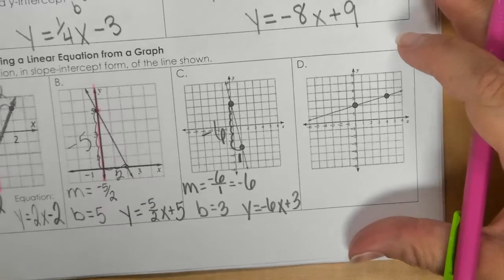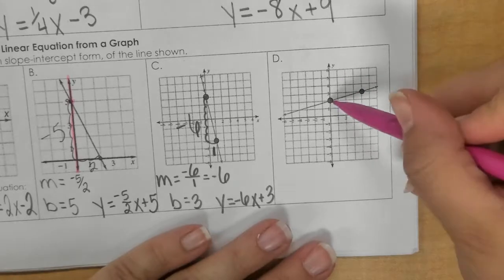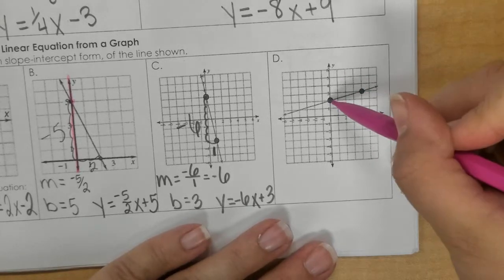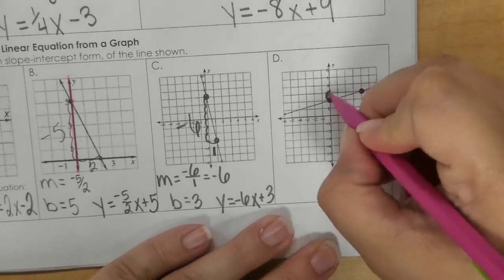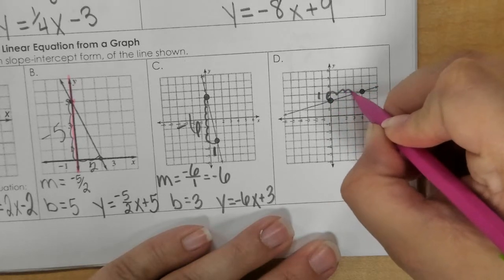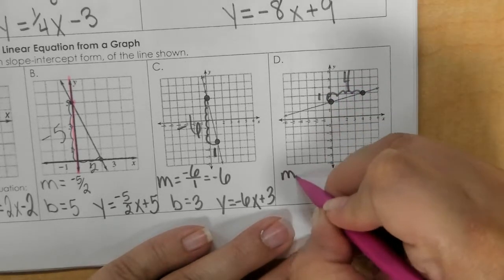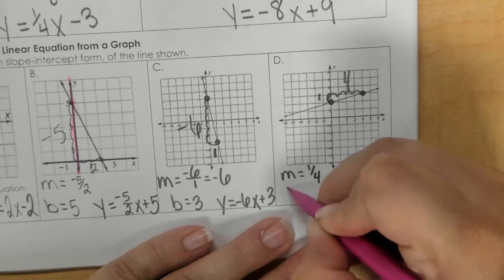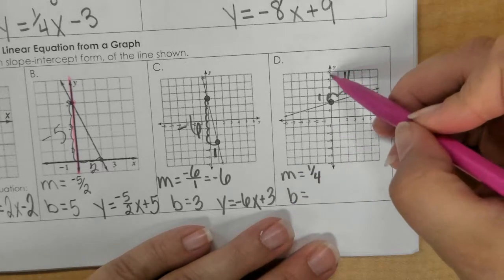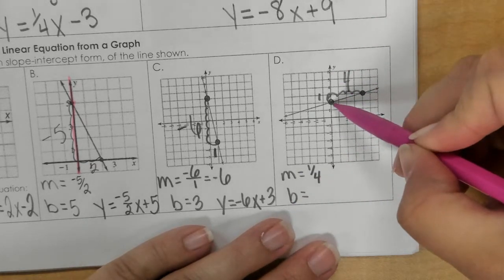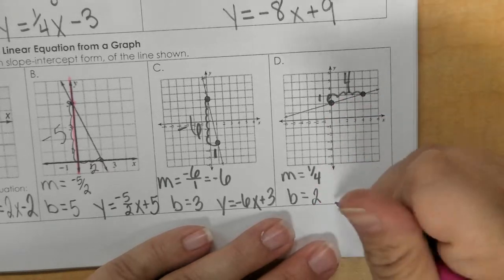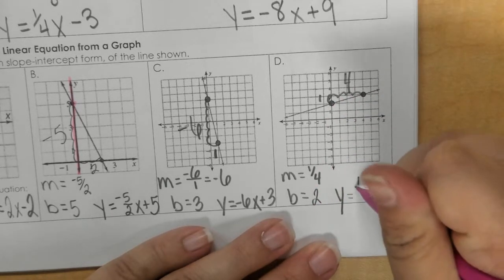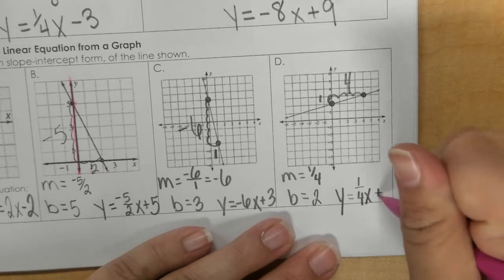Okay, and then lastly, letter D, from this point here to here, we're going to have to go up 1 and right 4. So m is 1/4, and b would be right here. So that would be a 2. So my equation is y equals 1/4 x plus 2.